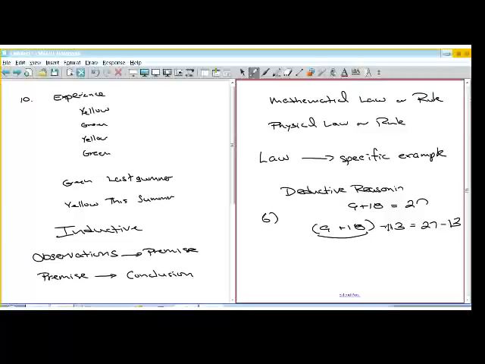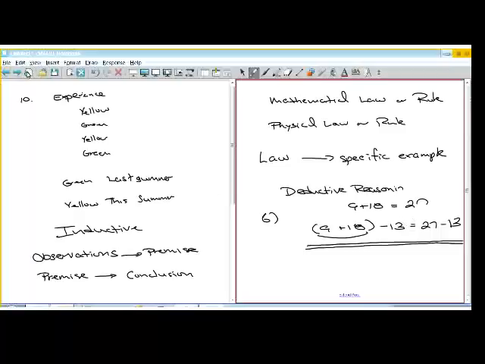And then you subtract 13 from both sides. And so that would be the conclusion, using the law that says if you have a true equality and then you subtract the same thing from both sides, the equality remains the same.